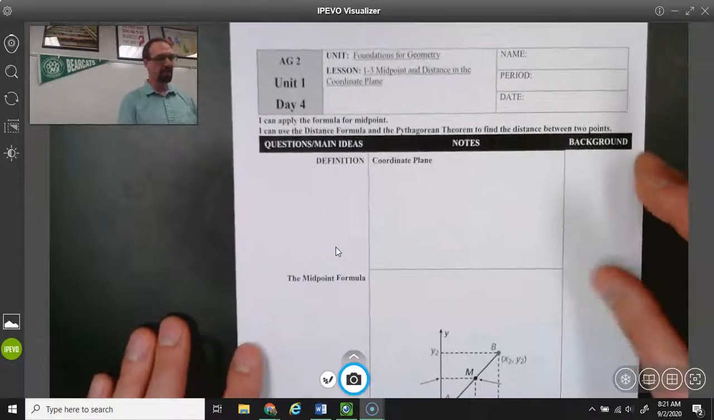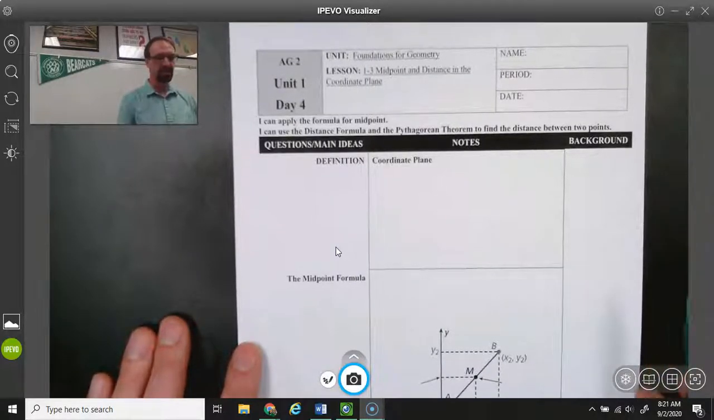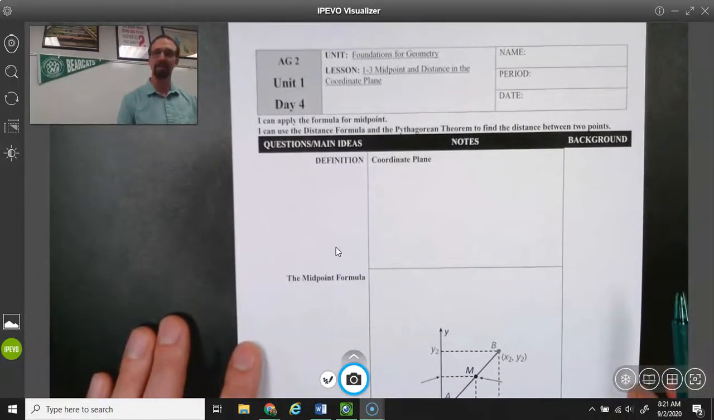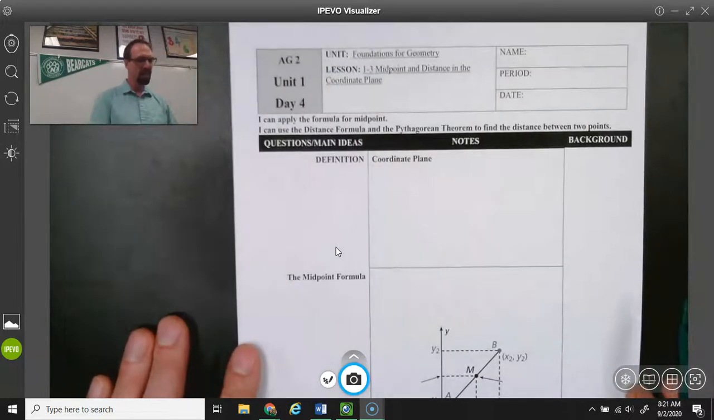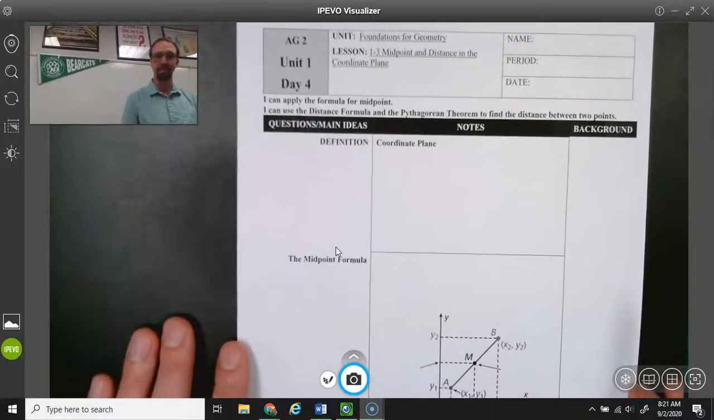So our I can statements for this are: I can apply the formula for midpoint, and I can use the distance formula and the Pythagorean theorem to find the distance between 2 points. Let's jump in with the definition of the coordinate plane. Some of you may remember this from content in previous courses.